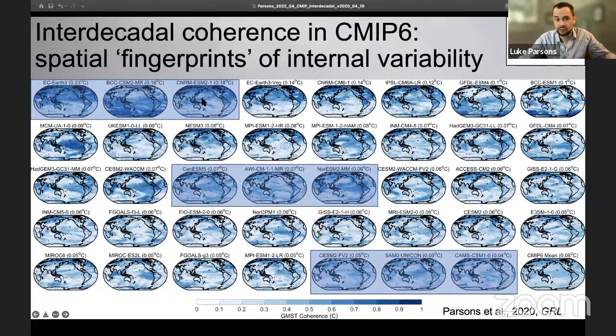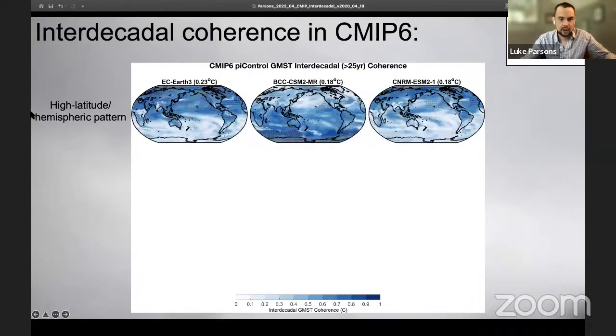We're going to look at the 3 most variable models, 3 models that fall in the middle, and the 3 least variable climate models from the archive. First, let's look at the 3 most variable climate models: the EC-Earth model, the BCC model, and the CNRM model. Basically, all of these indicate some sort of high latitude or almost hemispheric pattern of coherence that varies with the global mean on these longer timescales. For these 2 European climate models, it's the Northern Hemisphere. For the BCC model, it's the Southern Hemisphere.